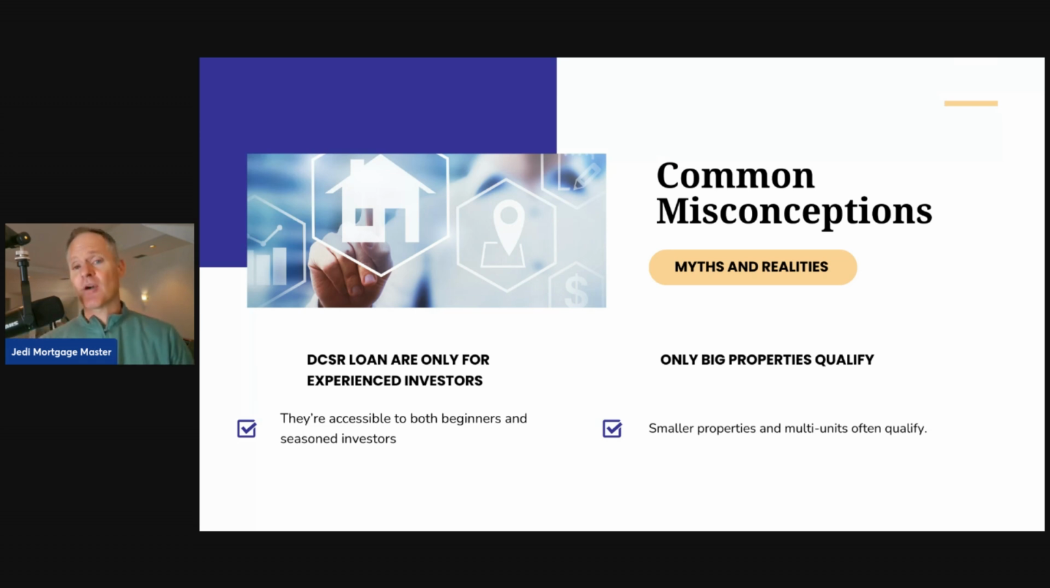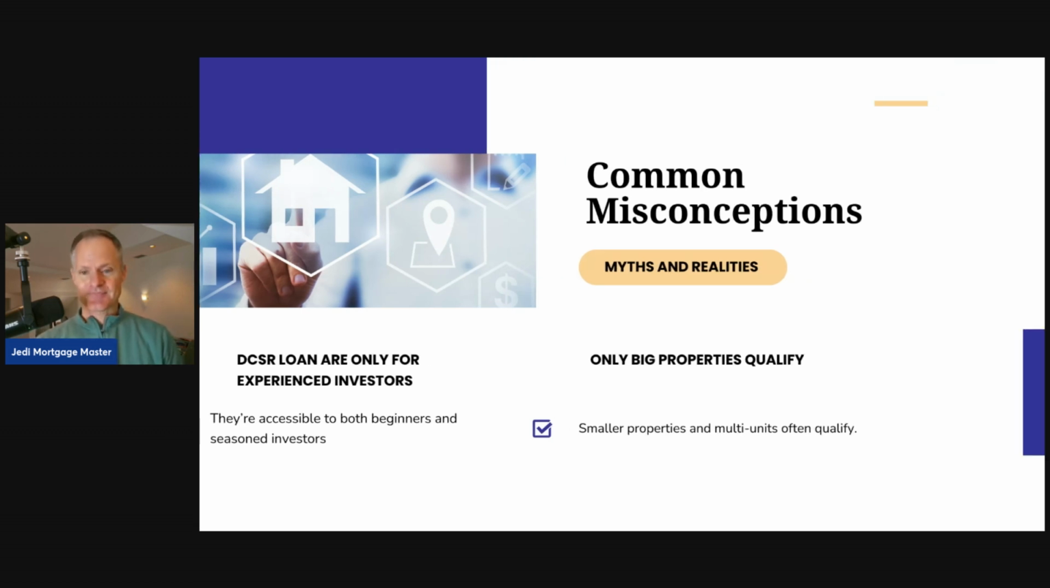Here's another one. Only big properties qualify. I think this one happens as a myth or a misconception probably more, is that DSCR loans or debt service loans, they are used for big properties. They're used for real estate, commercial properties, apartment buildings, malls, everything like that. But the reality is small properties, single family homes, duplex, triplex, quads, they can use the DSCR program as well, just as easy and just as well as those big properties. And so you don't have to be buying a multiplex. You could buy a single family home, start there, and get this done.